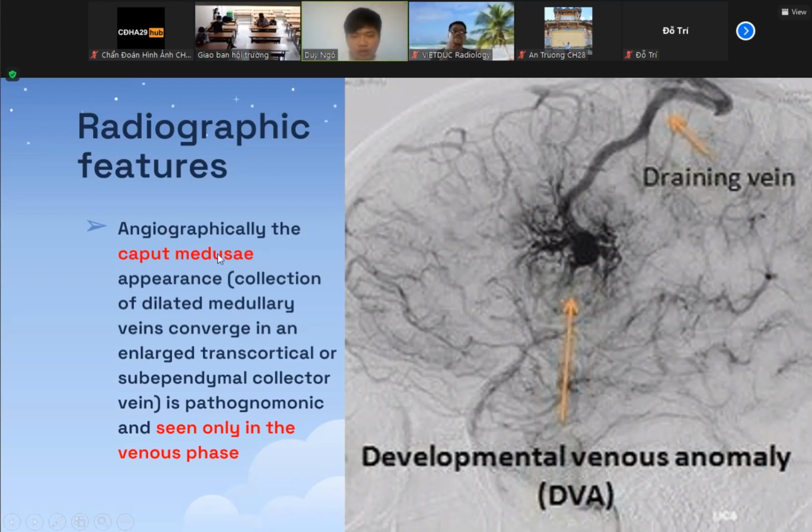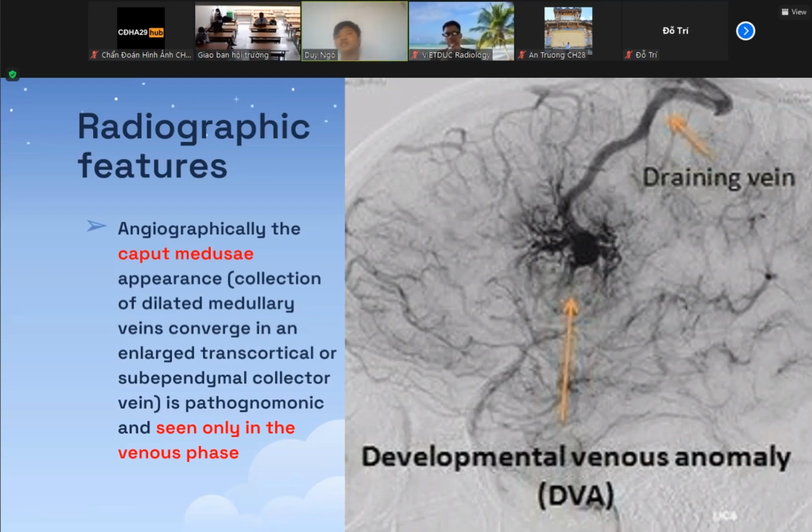Angiographically, the caput medusa appearance, with a collection of dilated medullary veins converging into a point and draining into an enlarged transcortical or subependymal collector vein, is a pathognomonic sign. And you have to keep in the back of your mind that this kind of appearance is only seen in the venous phase of DVI, because we are talking about a case of venous abnormalities.